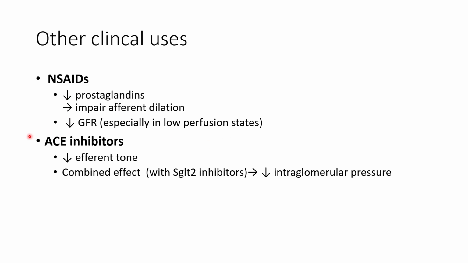Similarly, ACE inhibitors decrease the efferent tone and can impair GFR, but they are also renoprotective. When you give them along with SGLT2 inhibitors, they will decrease the efferent tone. Thus, they will also effectively decrease the intraglomerular pressure, thus hampering the kidney damage being caused by diabetes.